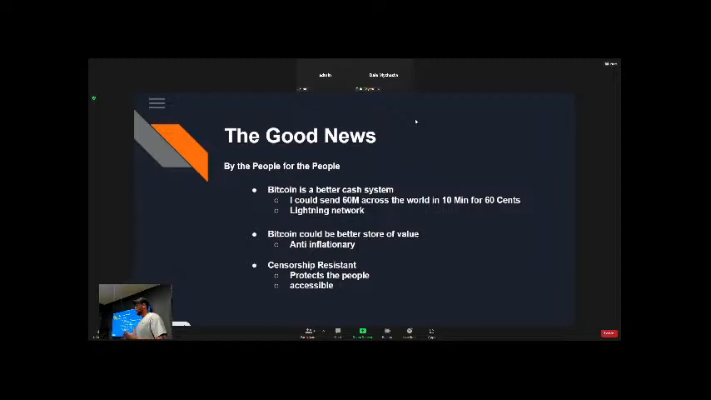Bitcoin is a better cash system. Again, talking about sending money across the world, you can send $60 million in 10 minutes for 60 cents. That's pretty incredible to do. I would challenge anyone to find me a bank that could do that for that cheap and that quick. Probably not going to happen. And of course, if you add the Lightning Network integration into that, the regular network might be a little bit expensive for, say, something like a coffee, right?